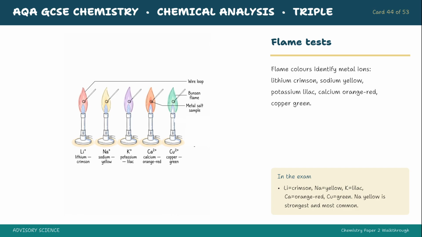In the exam, a limitation to remember: if a sample contains a mixture of ions, the colour of one, especially the strong yellow of sodium, can hide the colour of the others. This is why instrumental methods are often more reliable.